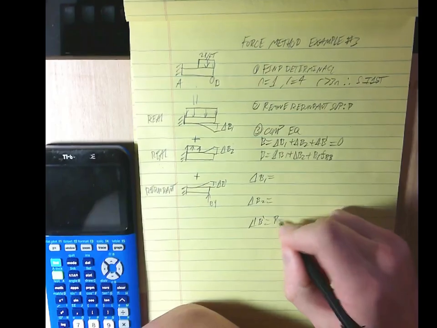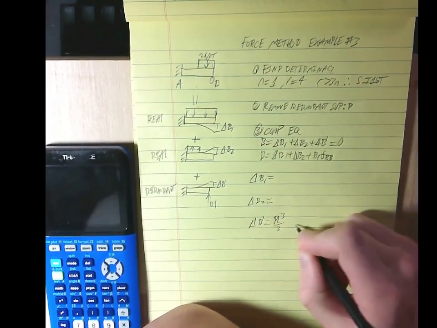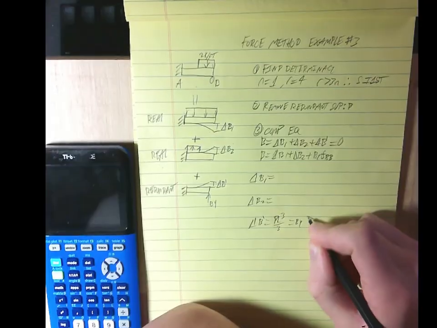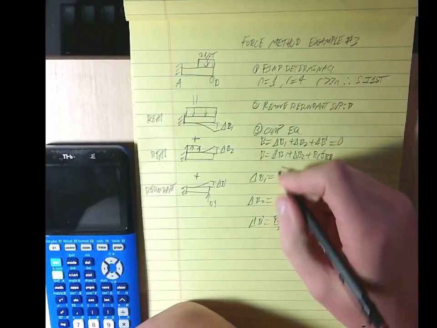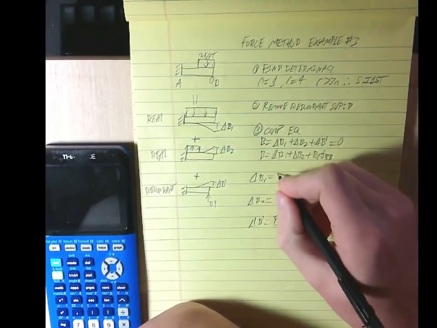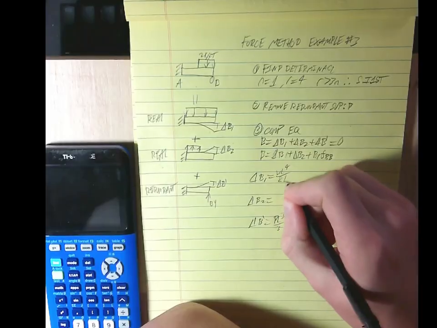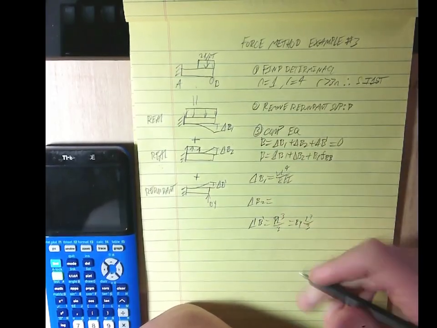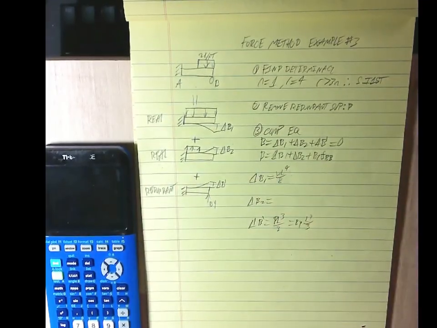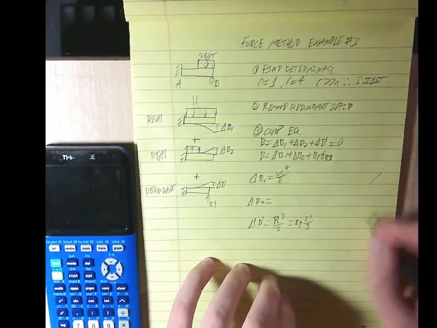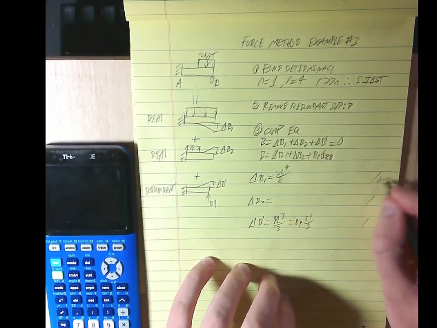Well, we know this one's going to be PL cubed over 3, which is going to equal By times L cubed over 3. With this one, we know this. We should know this one by now. It's going to be WL to the 4th over 8EI. Of course, since EI is constant, we can just do our little trick that we learned where all we do is just divide each of these at the end by EI.